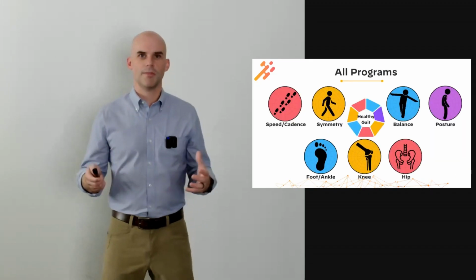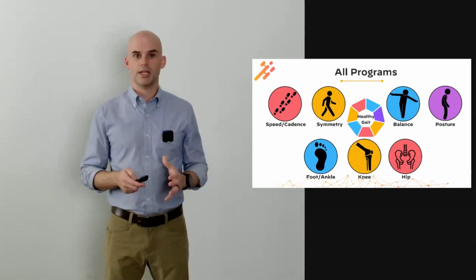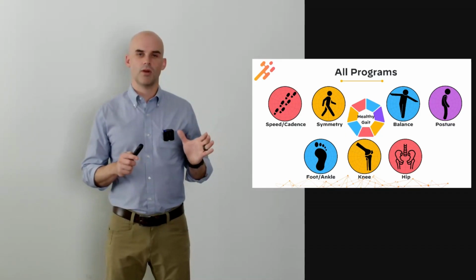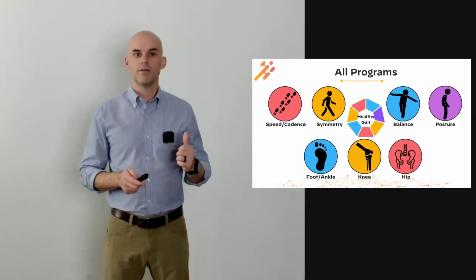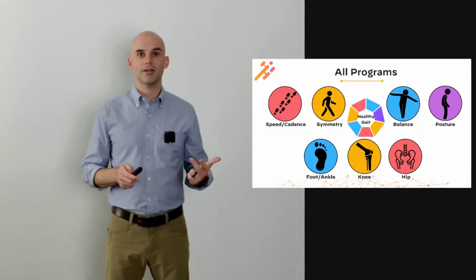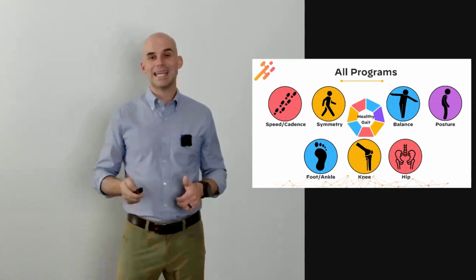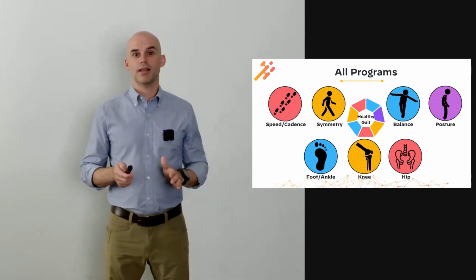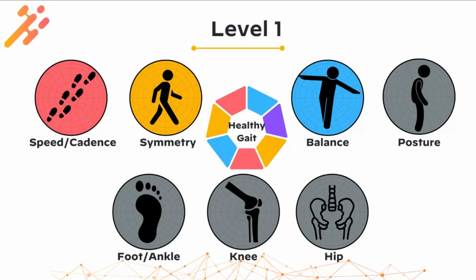So now when we talk about this, we've got these 7 programs here. And the 7 programs are key critical components of healthy gait. We've got speed and cadence, symmetry, balance, posture, foot, ankle, knee, and hip. And what we're going to focus on in level one is just those first 3 of speed and cadence, symmetry, and balance. Because like we said, if you can make a big difference in these, you're going to see a lot of impact on the clients that you're working with. In level 2, we're going to talk about more advanced concepts, and we're going to talk a bit more about the other categories and how you can have specific interventions that are focused on those different regions of the body.